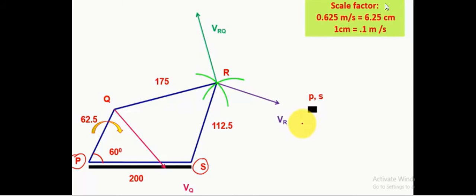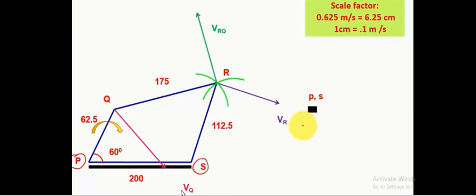You are all graduate level engineers, so you should know the scaling properly. This is the easiest way to scale because there are decimals involved. So the known velocity you take as 1 decimal. So 1 centimeter will be 0.1. So 0.625 will be represented by 6.25 centimeters. Easiest scaling. So P and S is stationary.